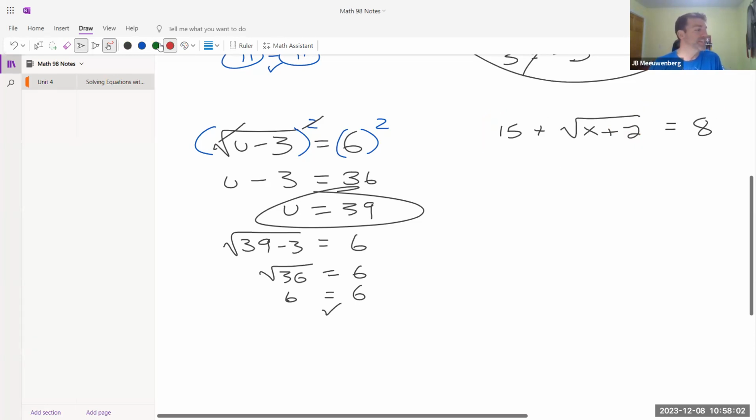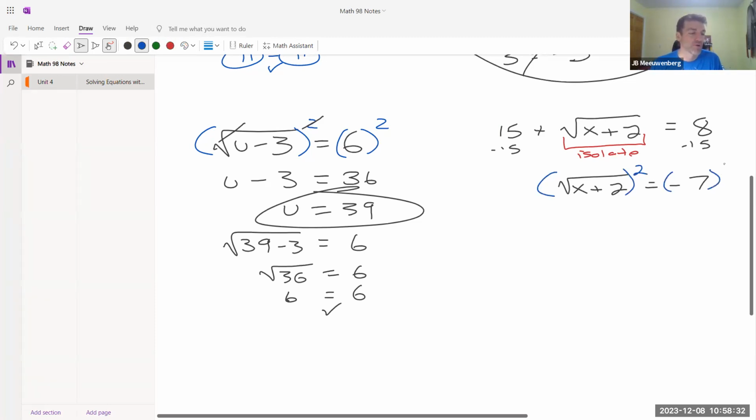So what we do instead is we isolate this. We need to isolate the radical first. So we're going to subtract that 15 from both sides. The square root of x plus 2 is equal to 8 minus 15 is negative 7. Now we can square both sides. You may notice that there's a negative over here, so you may suspect that we get a solution that doesn't quite work. Let's try it anyhow.